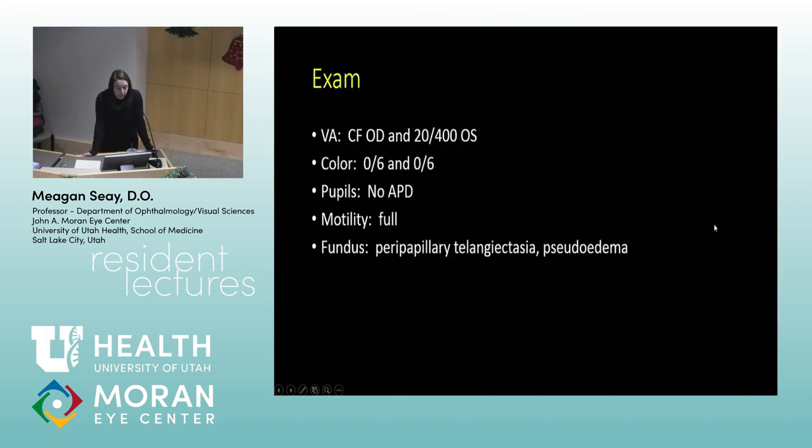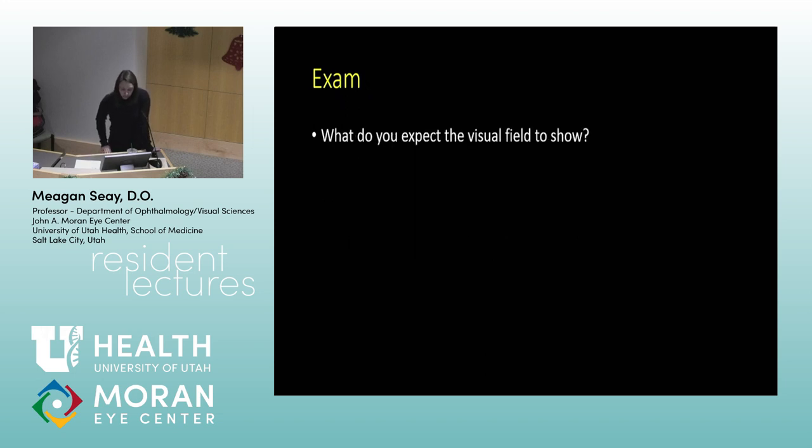So this is his exam. He's count fingers in the right eye, 20/400 in the left, has no color vision in either eye. There's no afferent pupillary defect, full motility. His fundus exam has some peripapillary telangiectasia and some kind of a pseudoedema appearance. What would you expect his visual field to show?